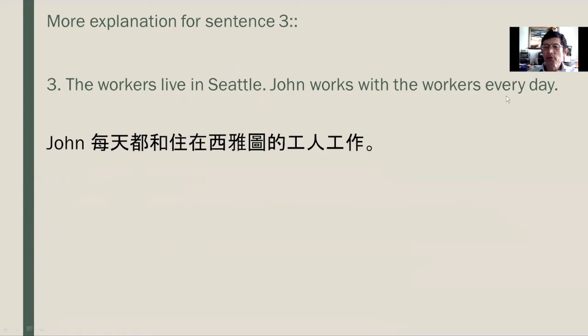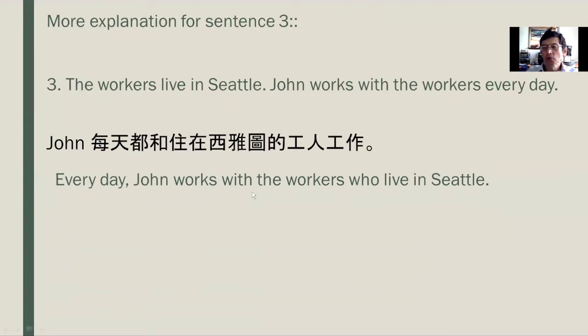In Chinese, if you were to make it in one sentence, you would write it this way. John 每天都和住在 Seattle 的工人工作. In Chinese, you put every day 每天 before the verb. I said the answer can be, every day John works with the workers who live in Seattle. This is much like Chinese. You could have put 每天 in the beginning. So 每天 John, and then so on. And that still would mean the same thing in Chinese.